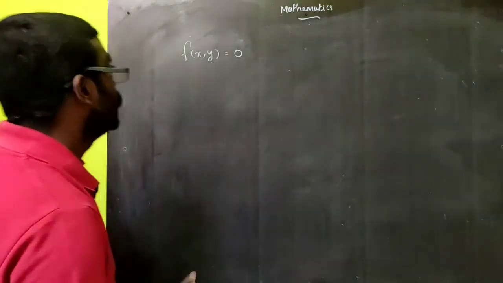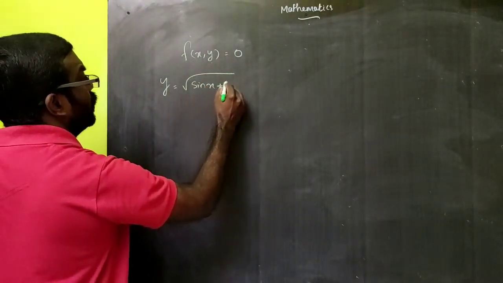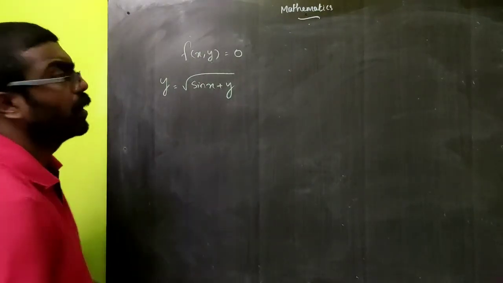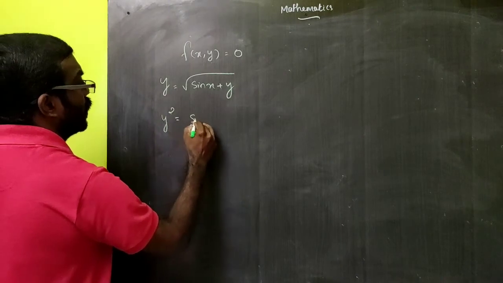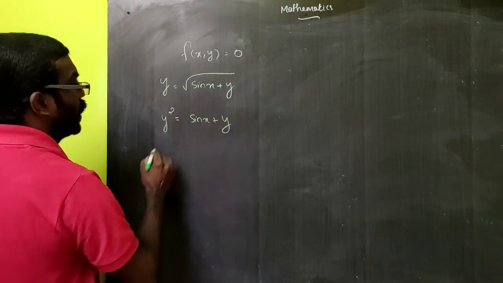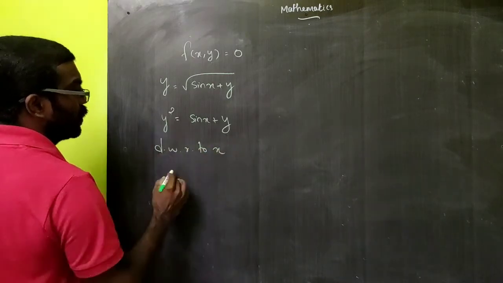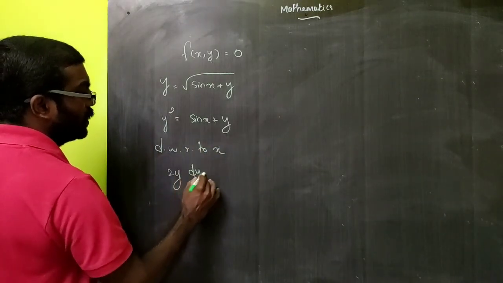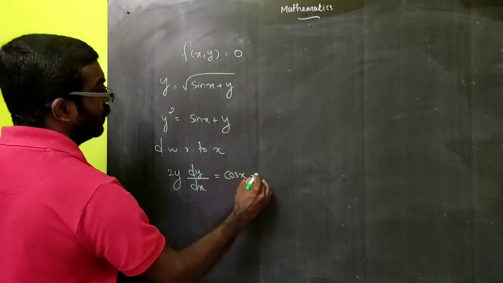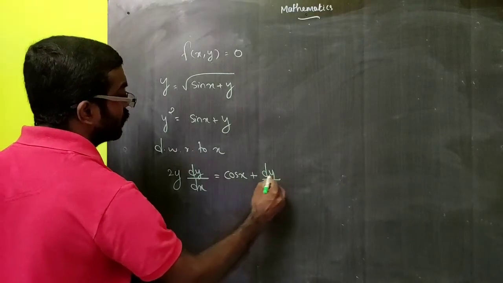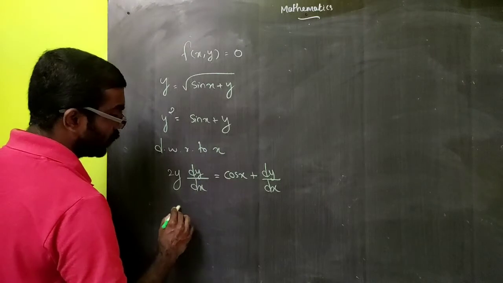If y is equal to root of sin x plus y, and we are asked to find dy by dx. First of all, we can take square on both sides. y square is equal to sin x plus y. Now we can differentiate each and every term with respect to x. y square derivative 2y into dy by dx, which is equal to sin x derivative cos x, then y derivative dy by dx. Now we can rearrange the terms involving dy by dx to the left side.